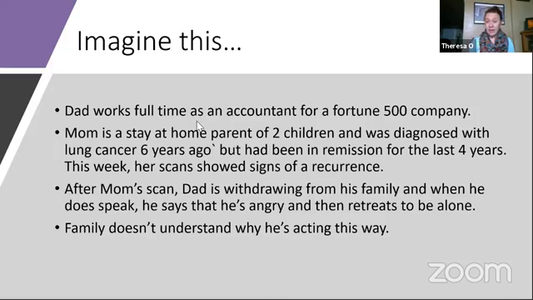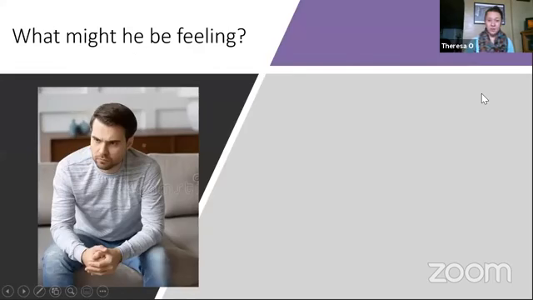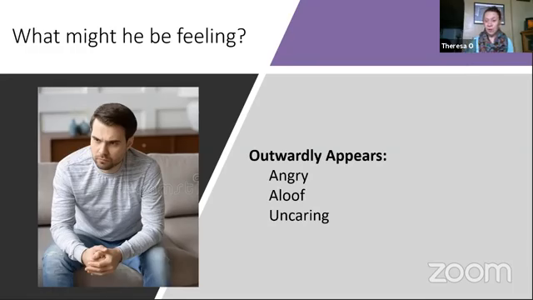He's appearing angry. He wants to be alone. And his family doesn't know why he's acting this way. That's kind of what his outward symptoms are. So, again, kind of a rhetorical question, but what might this parent be feeling in this time after his wife has just been diagnosed? He's working, he has two kids. Outwardly, he certainly could appear angry in terms of not wanting to talk to his family because he's upset about something. We may not know what.